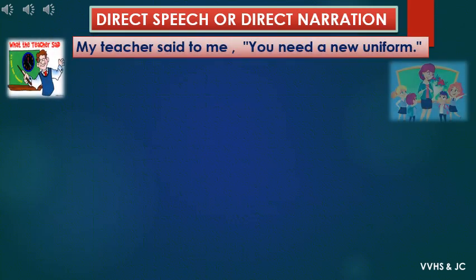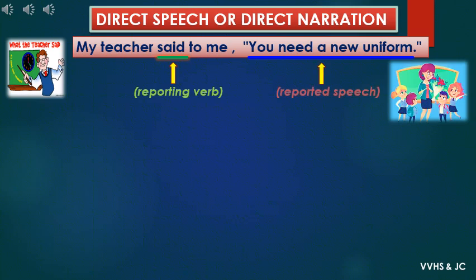Look at the example. My teacher said to me, comma, in open inverted commas, "You need a new uniform," close inverted commas. Here, the word said is the reporting verb which is in past tense, and "you need a new uniform" is a reported speech. As this reported speech is within the quotation or inverted commas, it is called direct speech.